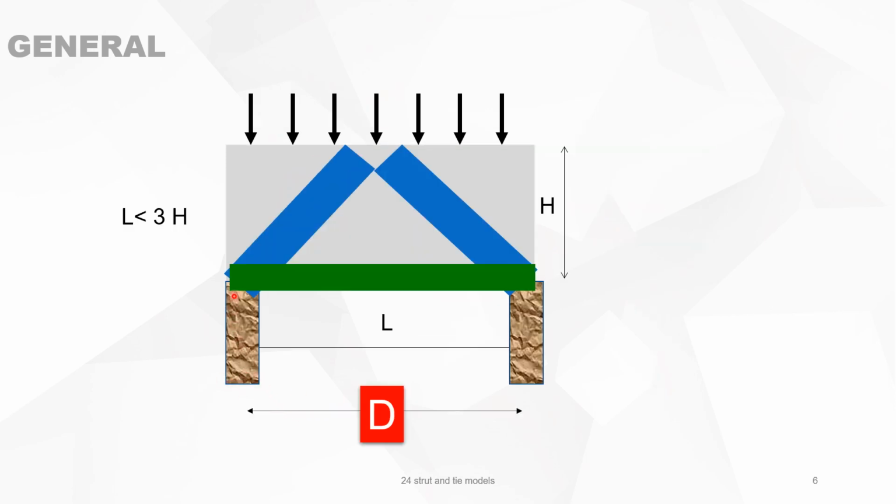Now let's look at a beam where the length is smaller than 3 times the H, so the whole zone is a D zone. And the normal stress distribution is not valid anymore, so what will we do? That's why the method of strut and ties are developed.